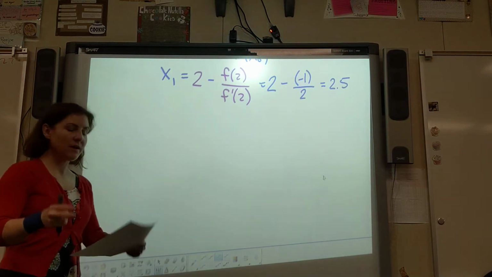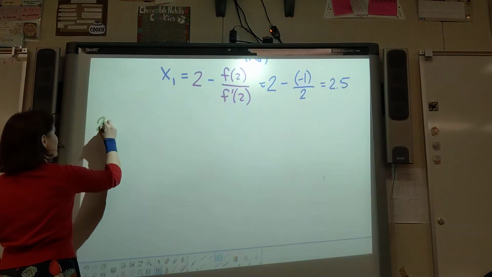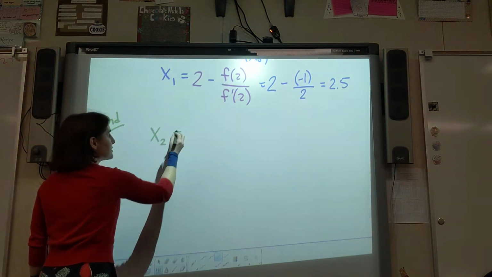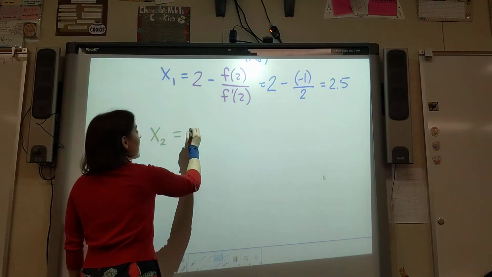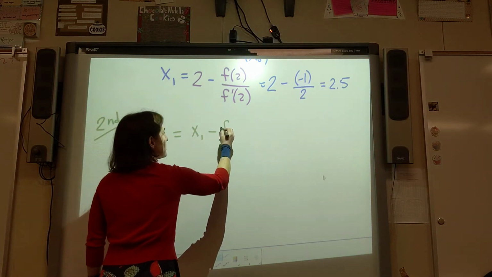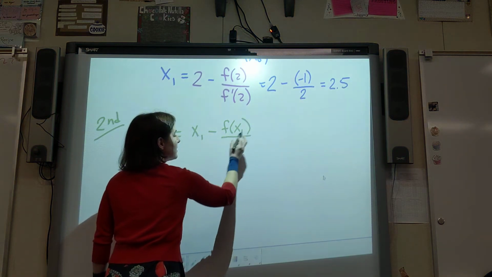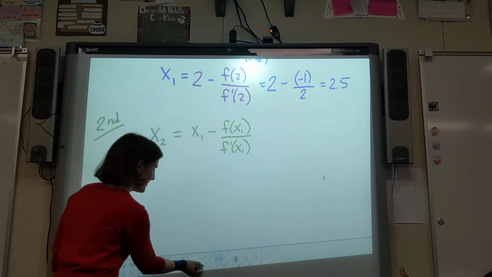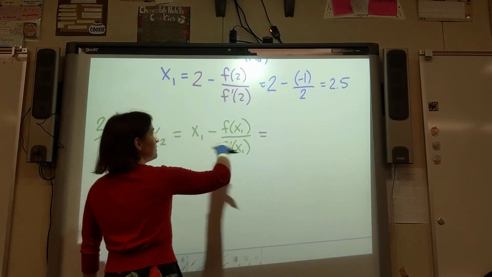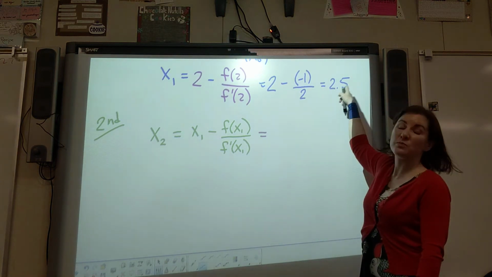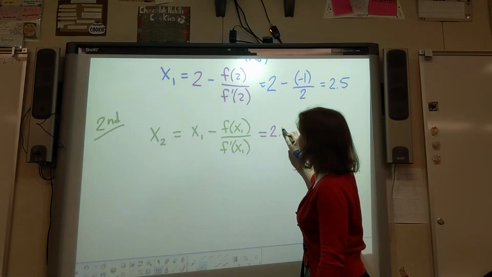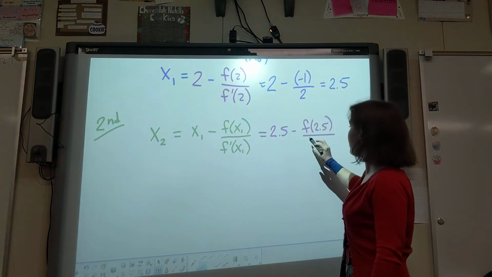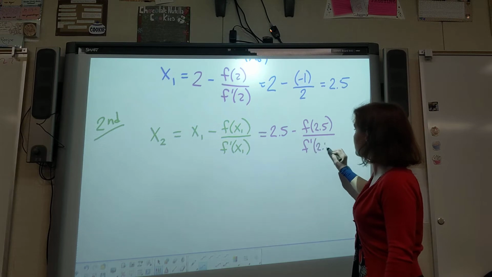And how many iterations are we doing? Oh, 2 iterations. So let's do our second iteration. Okay, so now I'm going to start with x sub 2. And I'm going to be doing x sub 1 minus f of x sub 1 divided by f prime of x sub 1. I'm going to plug into there. So x sub 1 is 2.5. So 2.5 minus the function value at 2.5 divided by the derivative value at 2.5.